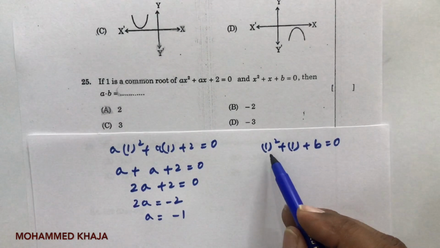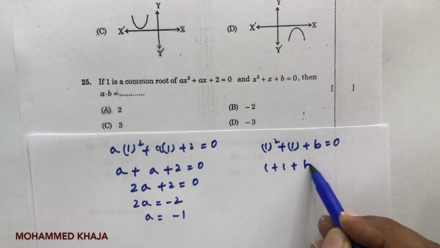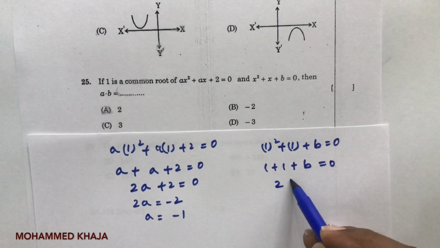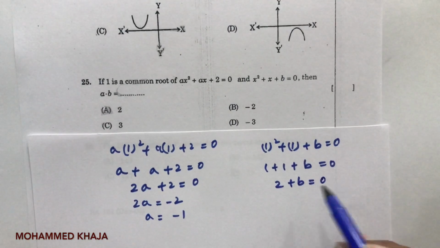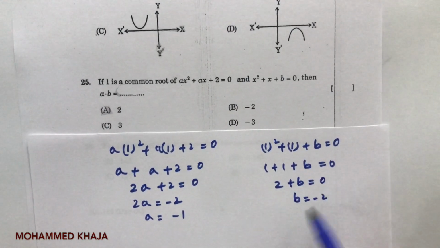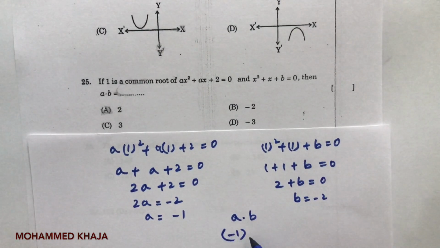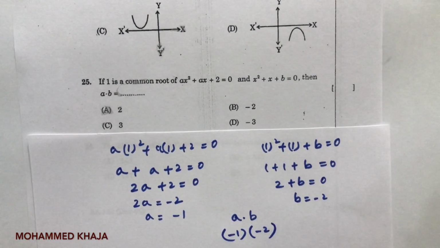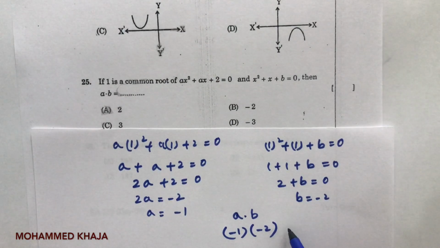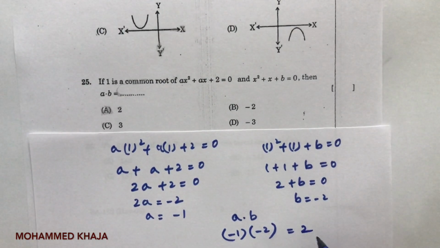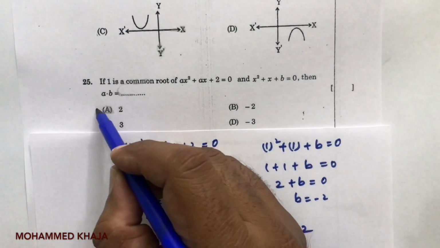Next, here 1 plus 1 plus b equals 0, 2 plus b equals 0. B equals minus 2. They are asking a into b. A is minus 1, b is minus 2. Minus 1 into minus 2 is 2. So the correct option is A.